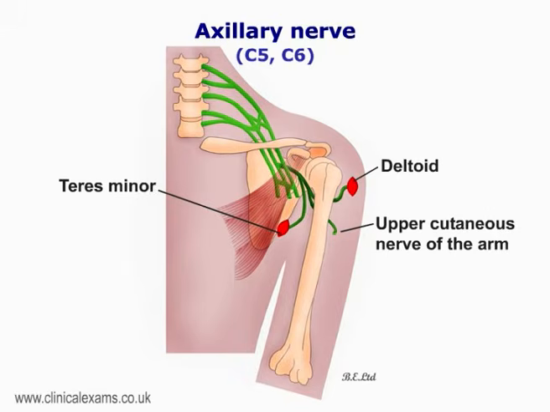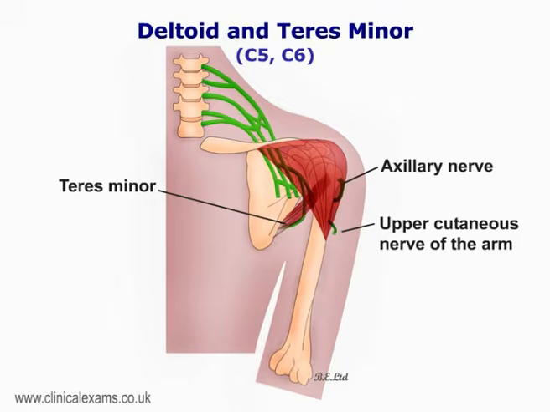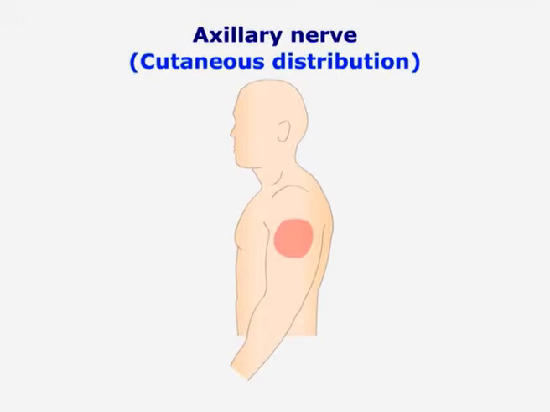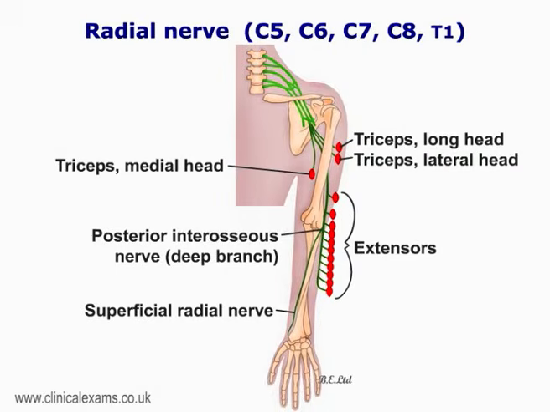The axillary, the shortest of the major nerves, arises from C5 and C6. It supplies the deltoids and teres minor. They perform abduction and external rotation of the shoulder respectively. The axillary nerve also supplies sensation to the skin over the deltoids, and in particular an area superiorly and laterally over the arm.